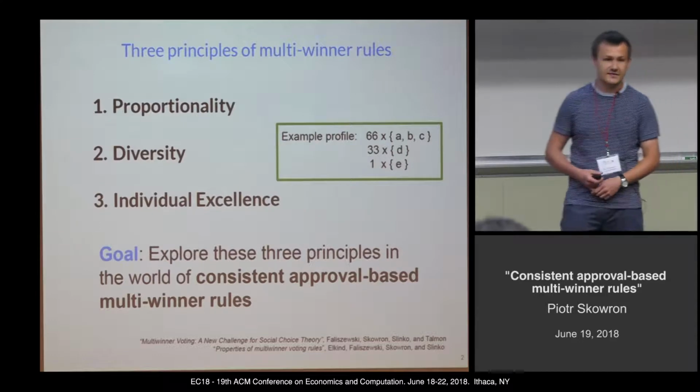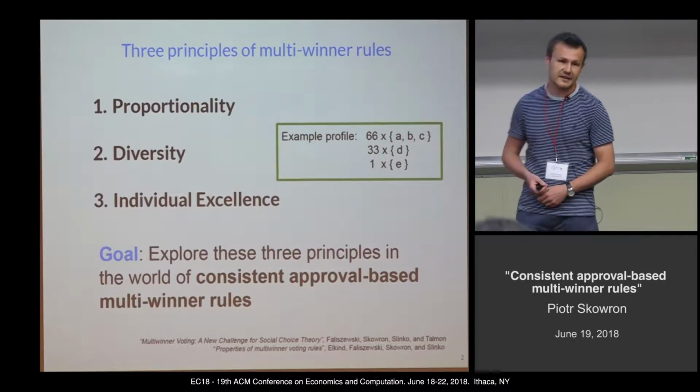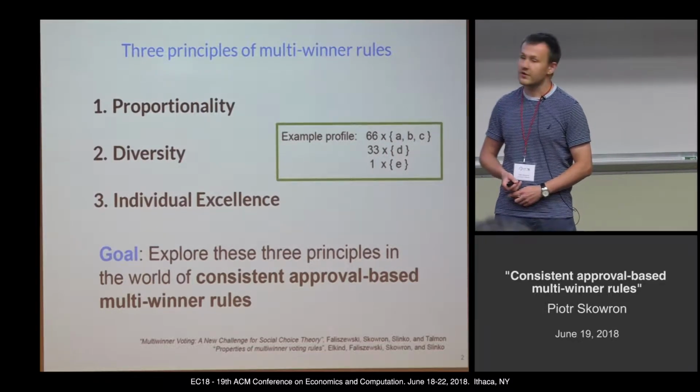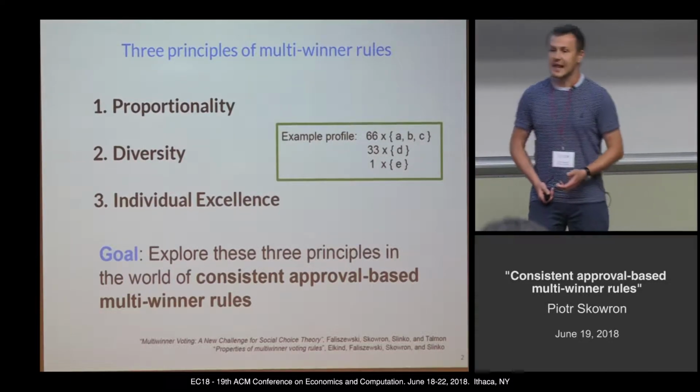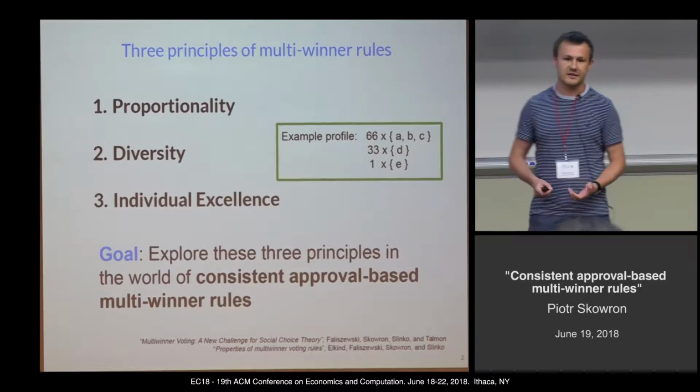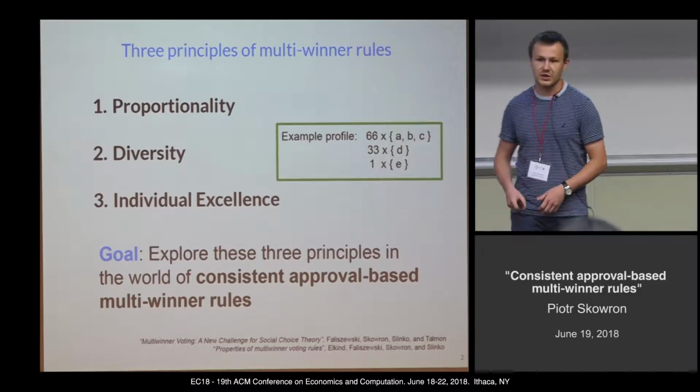So the first 66 voters approve 3 candidates, A, B, C. The next 33 voters approve D, and 1 voter approves E. Let's assume that our goal is to select 3 candidates. How such a committee should be assembled?